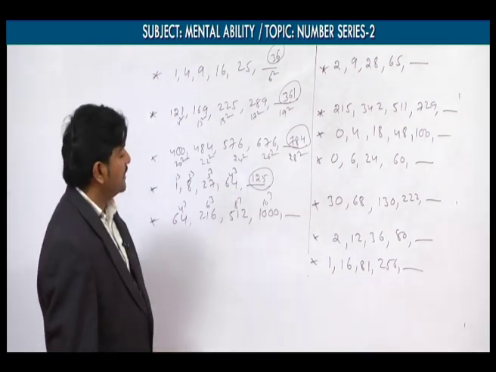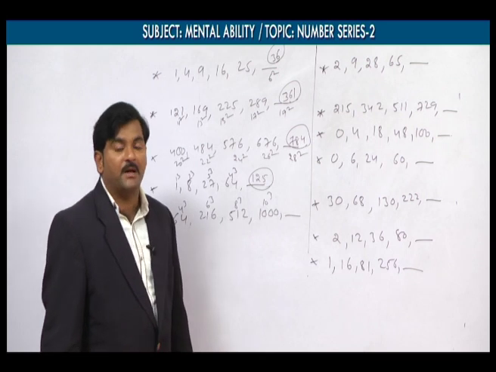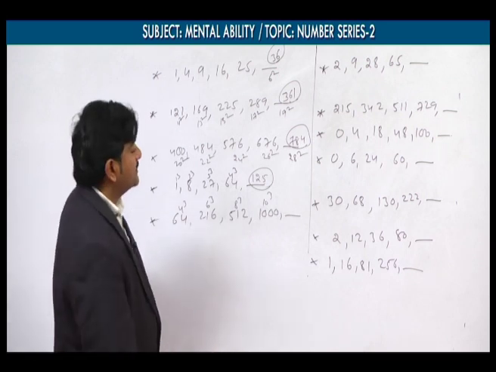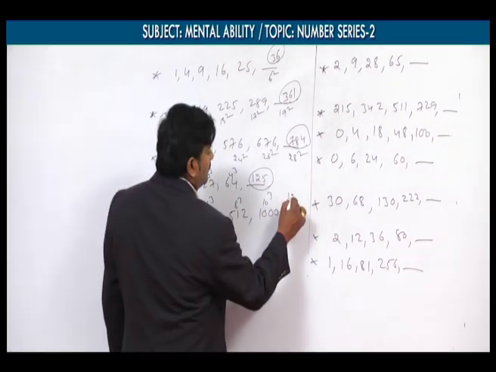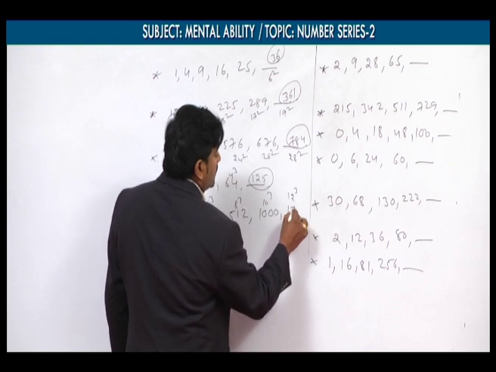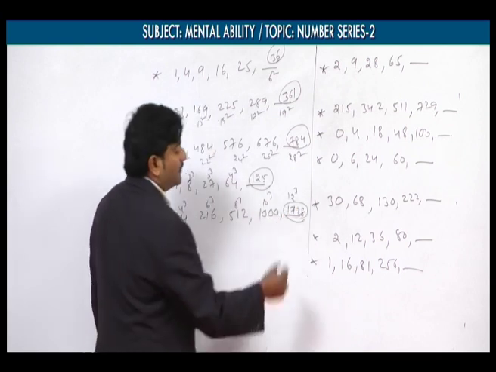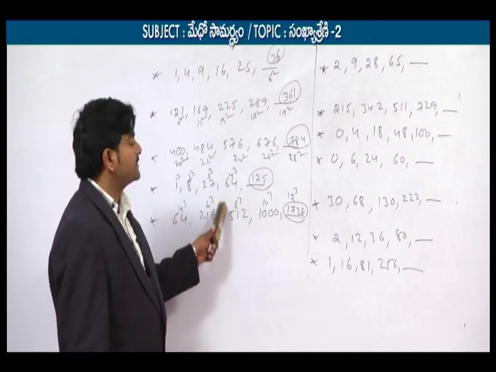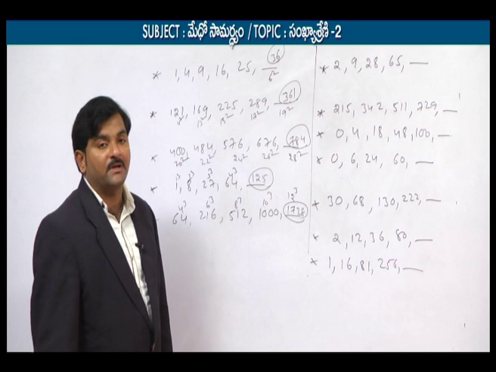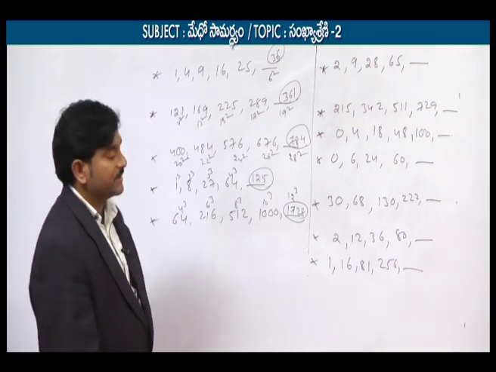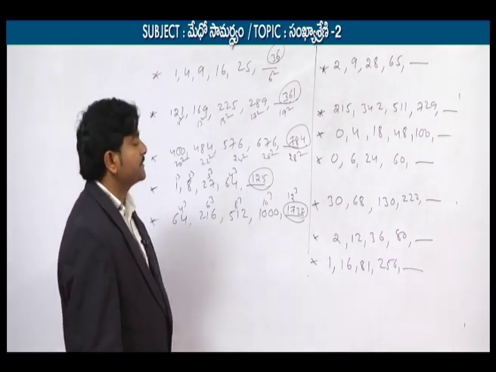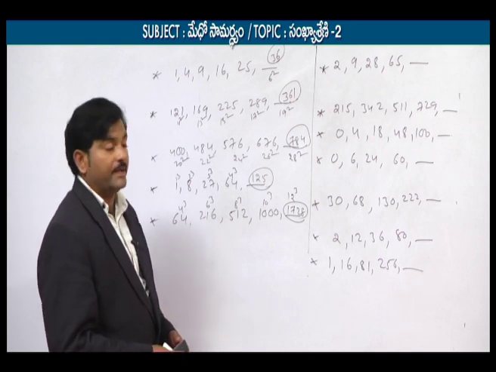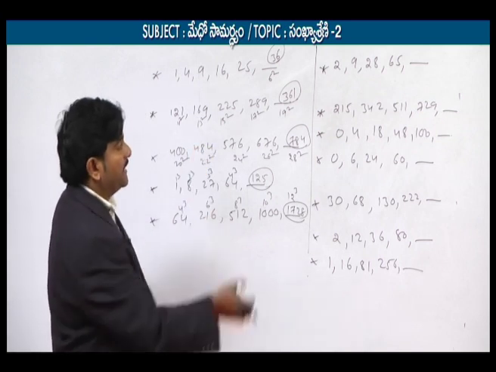2, 4, 6, 8, 10, what will we get next? 12, the cube of 12. 12 cube is equal to how much will you get here? 1728. Okay. These two examples are the examples for cube series. So 12 cube value is equal to 1728. Now we will focus on the remaining part.